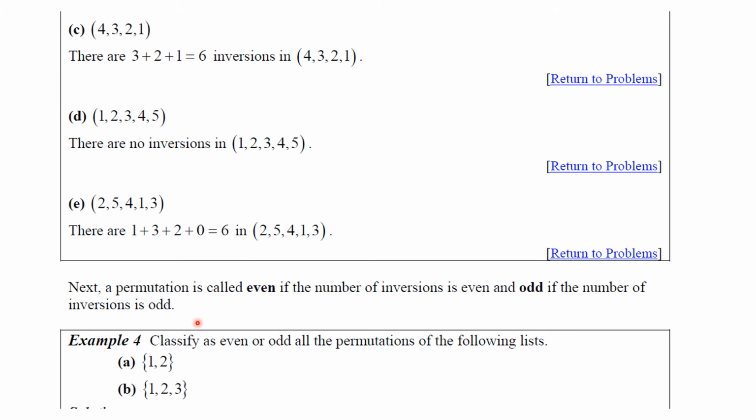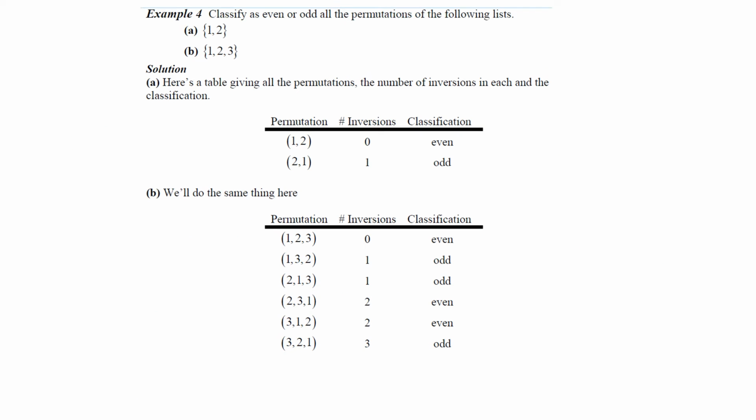Now, next realize that a permutation is called even if the number of inversions is even and odd if the number of inversions is odd. Okay, so let's classify as even or odd all the permutations of the following 2 lists, A and B. If you look at this, what you will see is that there are 0 inversions with the first permutation, and there's 1 inversion in the second, so those are even and odd.